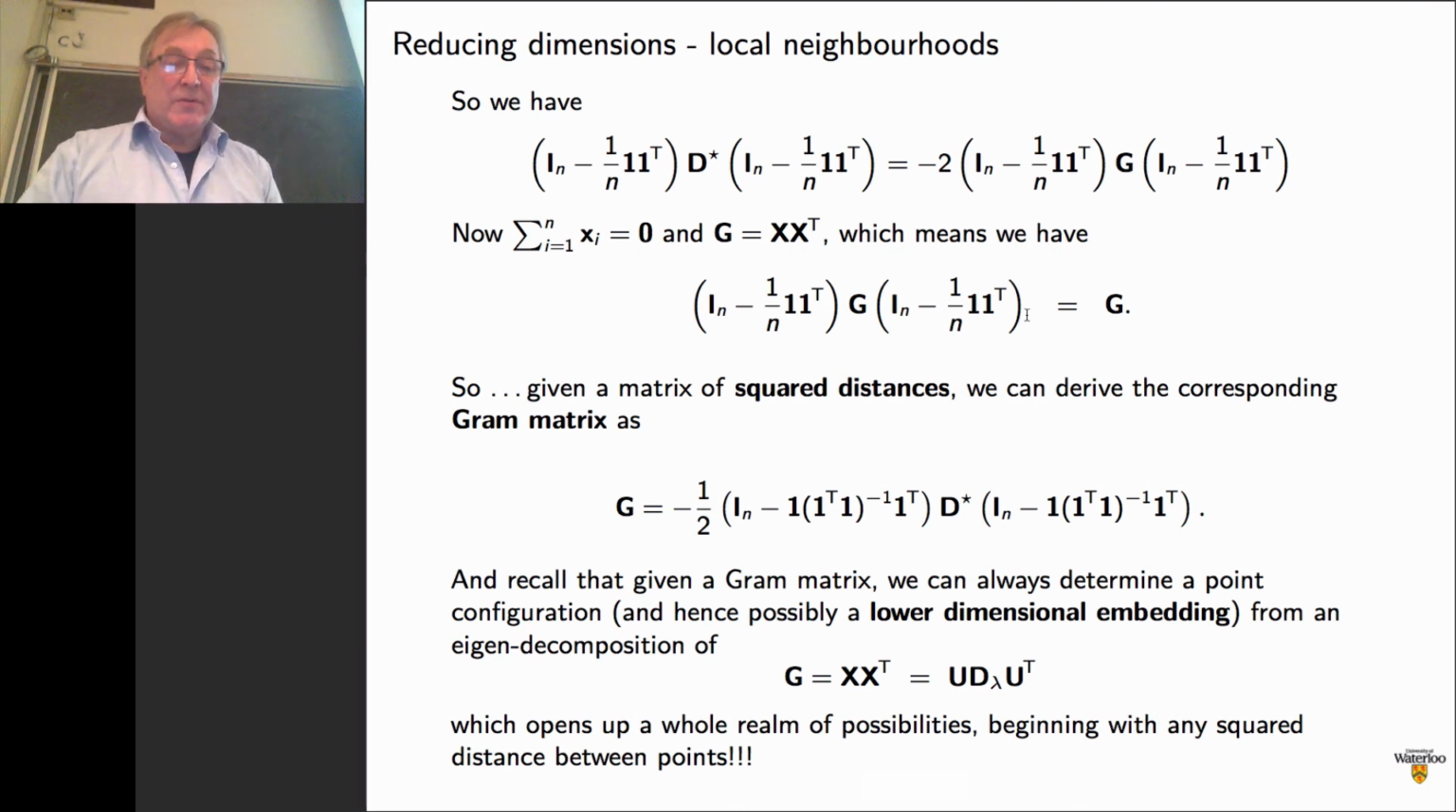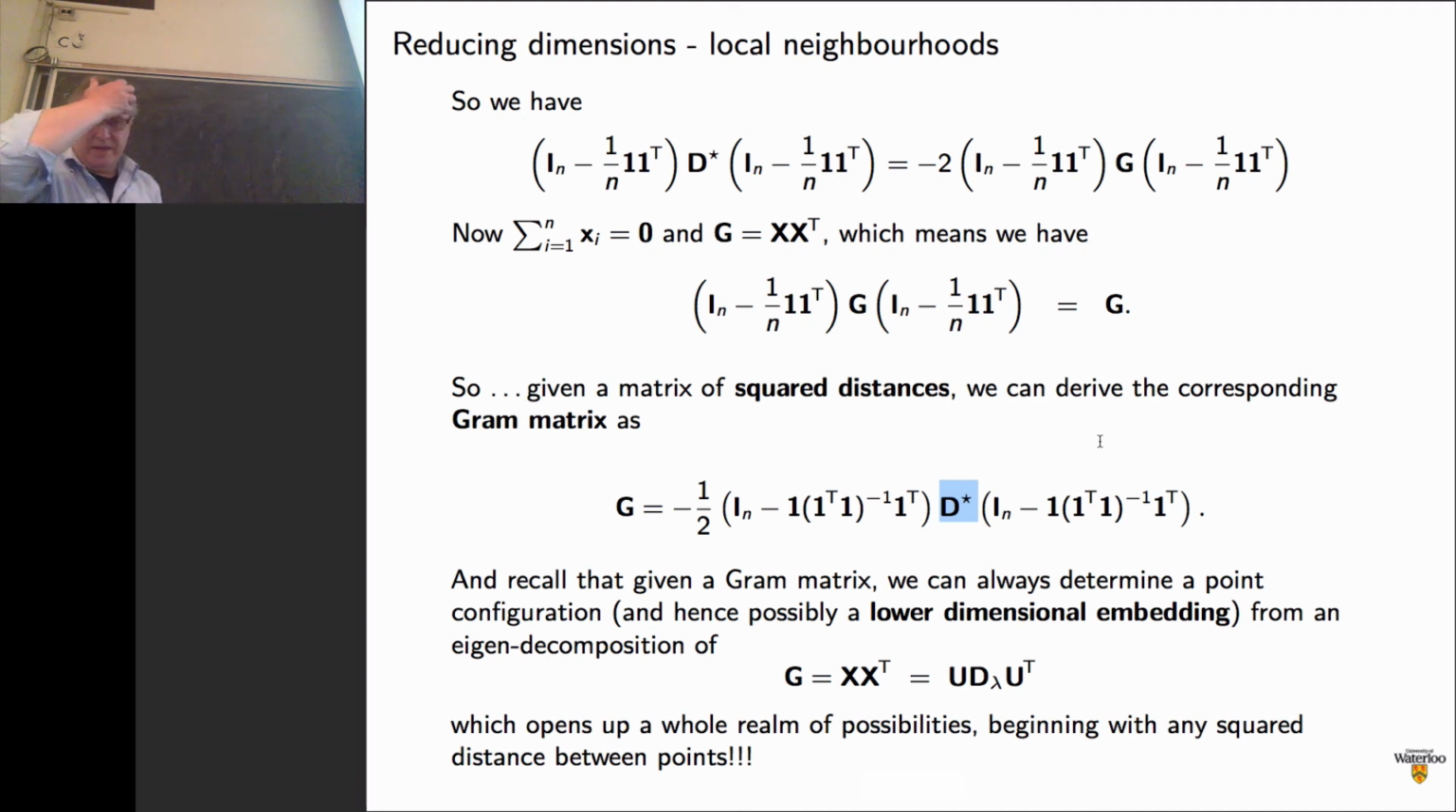So that means we've got this nice relationship that if you give me the squared distances, I can get the gram matrix. The matrix of inner products. And if I have the matrix of inner products, I can get its eigendecomposition. And if I can get its eigendecomposition, I can take a subset of the eigenvectors. I can do principal component analysis.